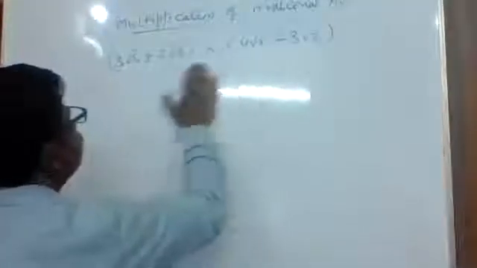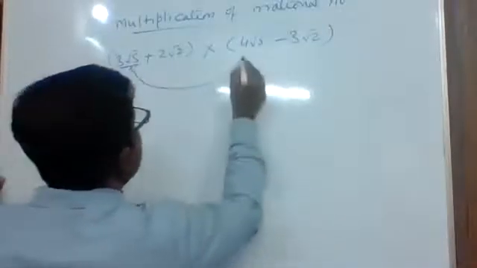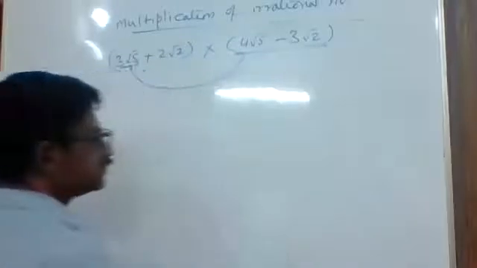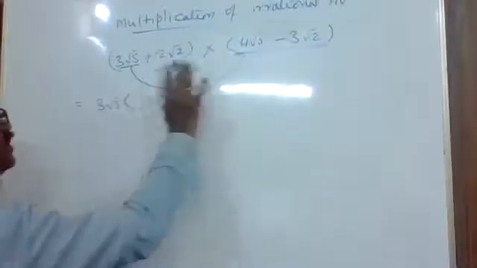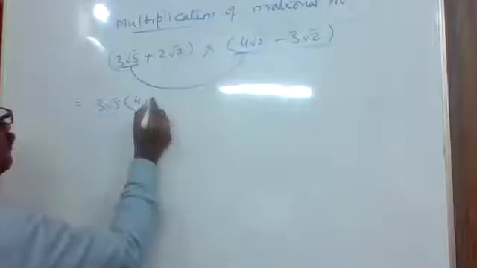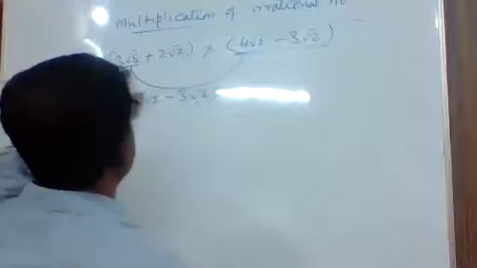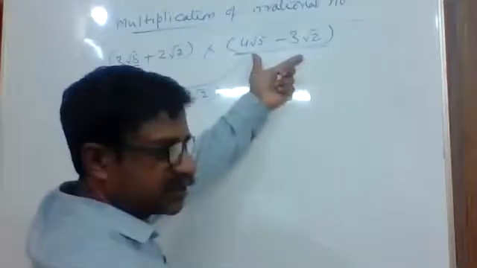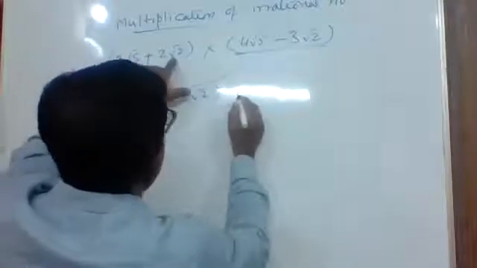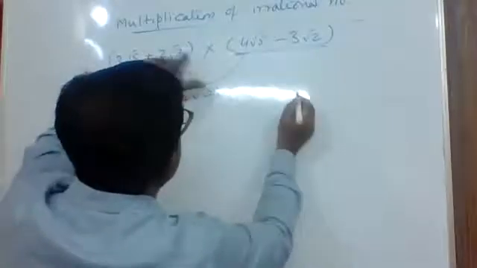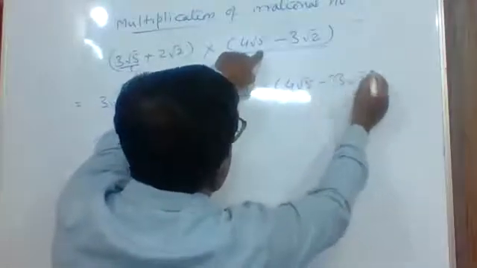Procedure is same. We have to multiply this 3 root 5 with each of these two numbers. I'm writing that 4 root 5 minus 3 root 2. 3 root 5 has multiplied with each of these numbers. Plus, here we got the plus sign. And this 2 root 2 again has to be multiplied with the same number, 4 root 5 minus 3 root 2.